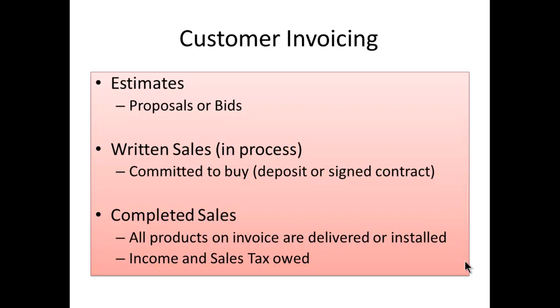And the definition of that is that all of the products on the invoice or on the agreement have been delivered or installed with that customer. Okay? And that doesn't matter if they've paid for it or not. But if all the products have been delivered, that's the definition of a completed sell. At this point, on your books, the sales get recorded on your books, and you become liable for the income tax and the sales tax for that sell. Okay, so 3 different kinds: estimates, written, and completed.